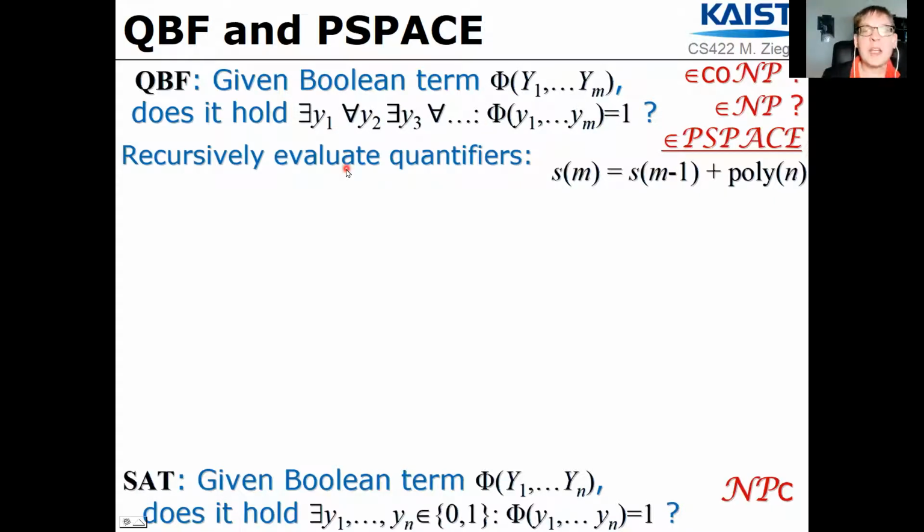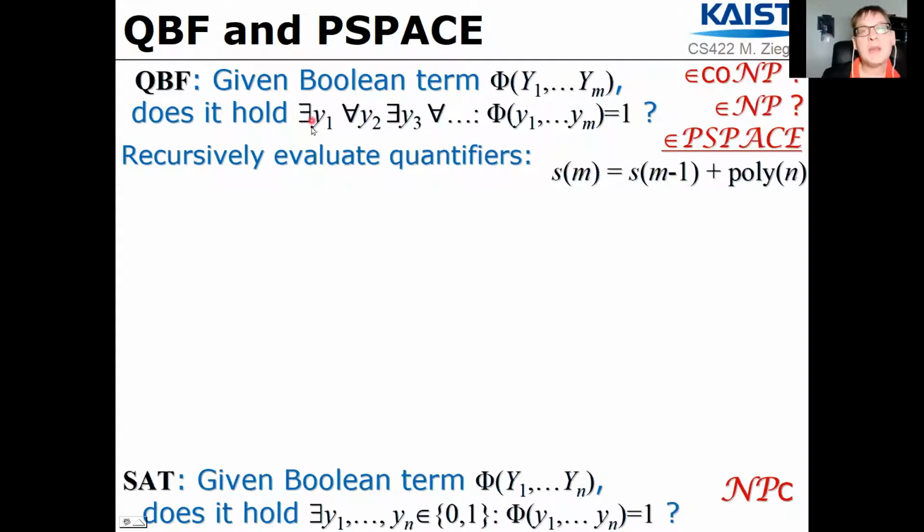And then try the same again with y1 fixed to the value 1. Replace y1 with a constant 1, arrive at a Boolean expression with m-1 variables, and recursively determine the truth of that expression. So that means we need 1 bit to store y1, for the first recursive call, which by the induction hypothesis uses this amount of memory plus some polynomial overhead.